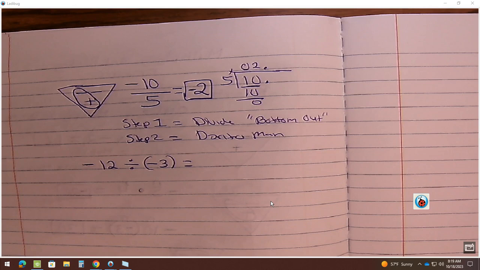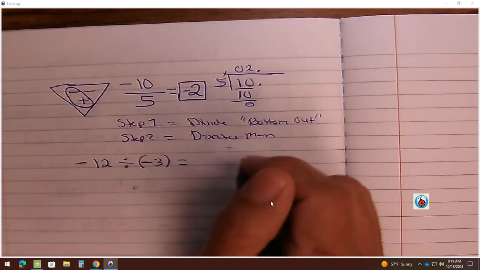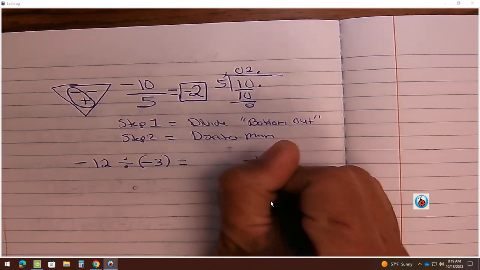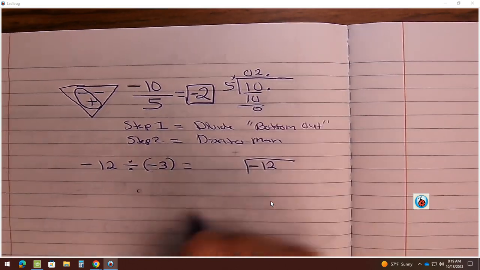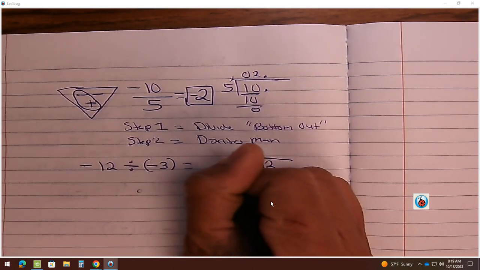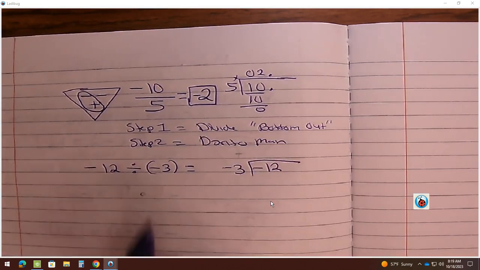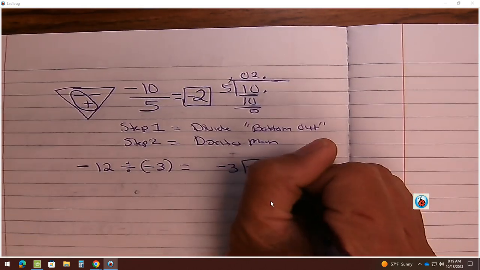So what does this really mean? Negative 12 divided by negative 3, so I'm going to go negative 12. Where would he go? Inside or outside? Inside. Because who's the bottom? The second one. The second is bottom out. He goes outside. That's how it should be written. Now we're ready to go.